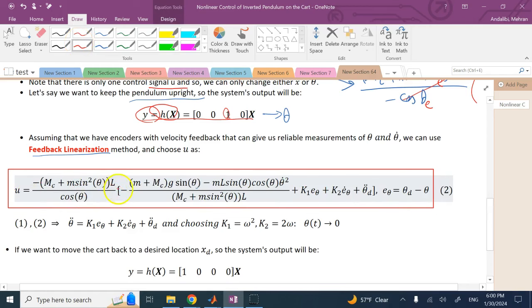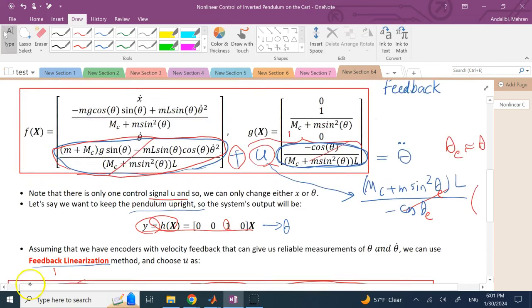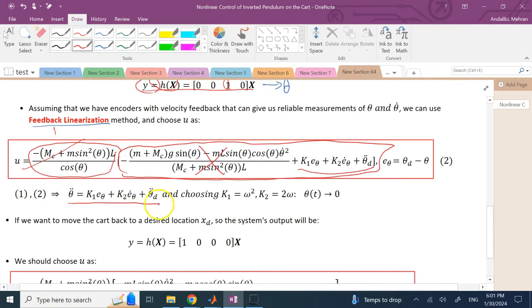First, u is multiplied by the reciprocal of this. So the result of u times g, what happens? It just becomes 1. Then this term inside the bracket comes out, 1 times this. This term now, as I said, will be canceled by this term in F. So your theta double dot will be equal to the rest of it. So this is the result.